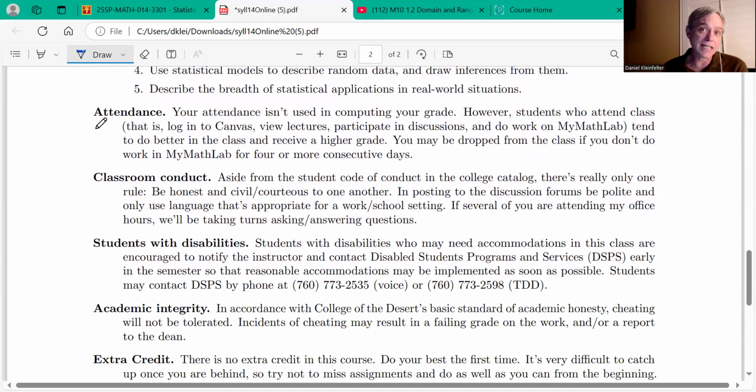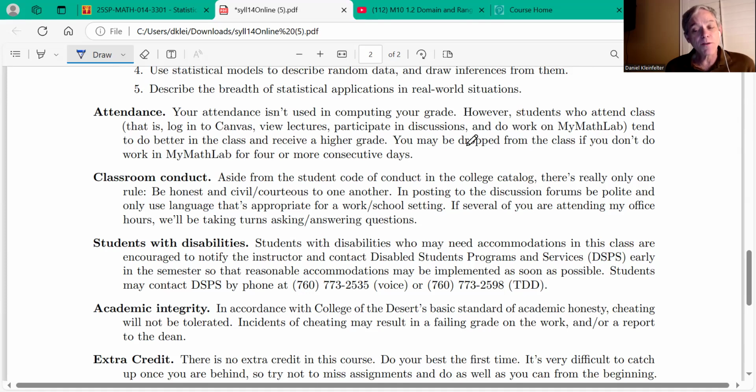Attendance. This is an online class, so as far as what attendance means, it's logging into Canvas, reading the notes, watching the videos, logging into MyStatLab and getting work done, right? It's not used in calculating your grade, your attendance. However, people who do attend, that is, do those things, watch videos, read the notes, do assignments, tend to do better in the class.